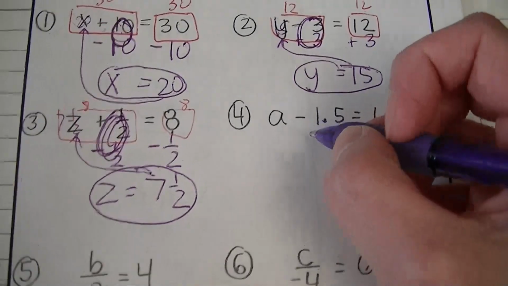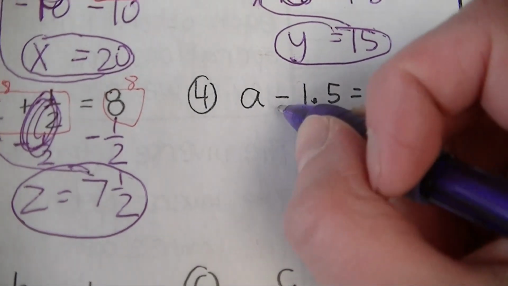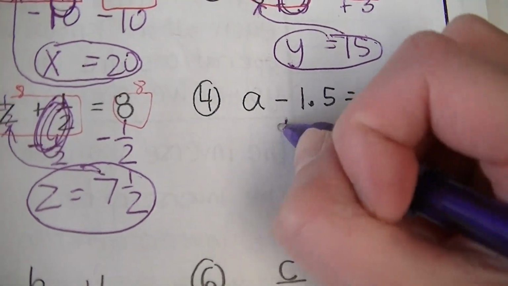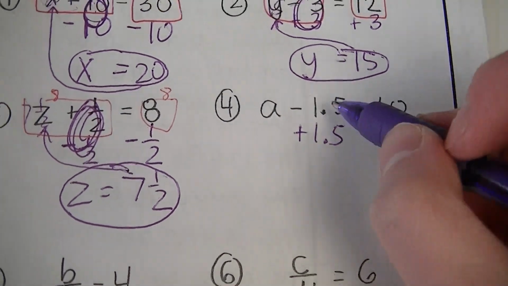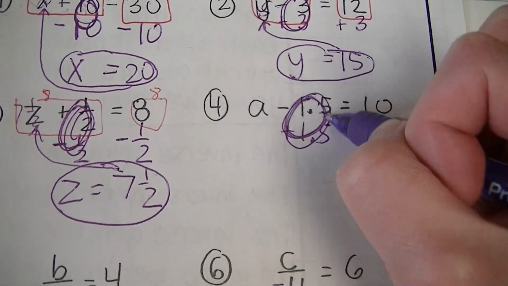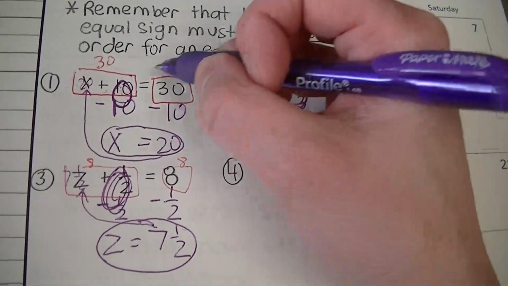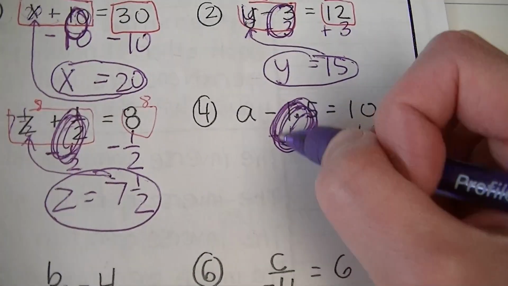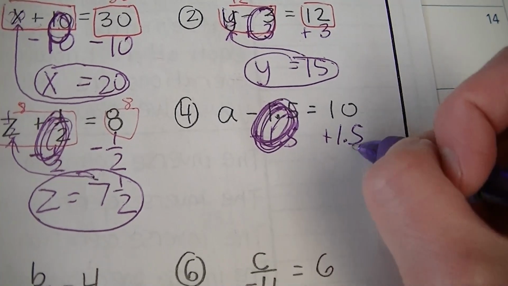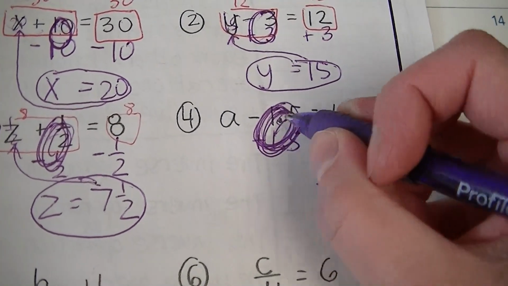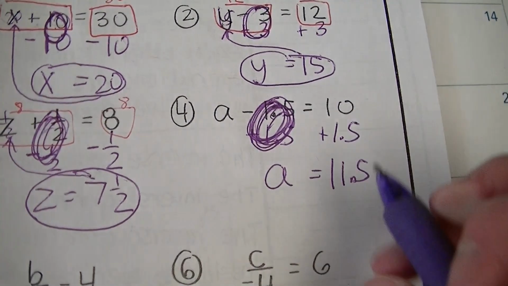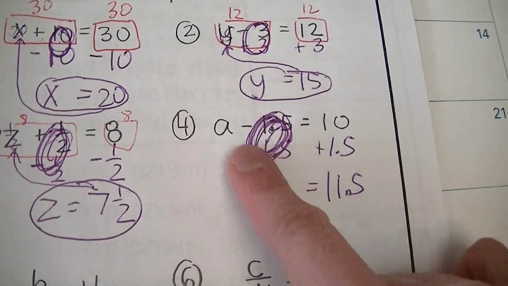Okay, so right here, the inverse operation of subtract 1 1/2 is to add 1 1/2. And do it to both sides. Negative 1 1/2 plus 1 1/2 is 0. You'll see a common trend. You're wanting that to get away. So bye-bye. 10 plus 1 1/2 is 11 1/2. And that's gone, so we're left with a. Bring it down. Bring down whatever's left. If there is a coefficient, bring it down with it.